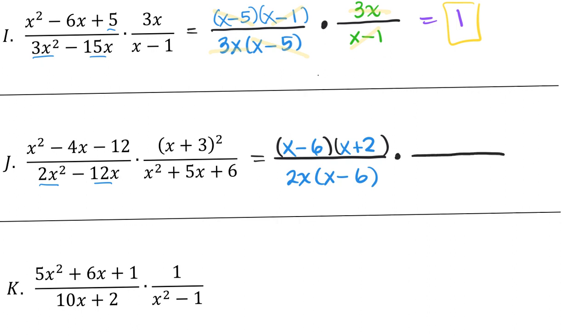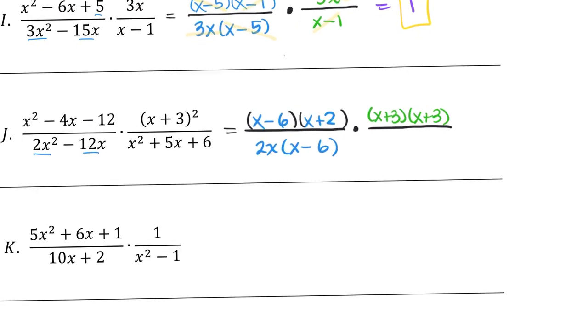Okay, now on the top I have x plus 3 squared, which looks weird. But I'm just going to write it out twice because it's kind of factored for me. So the work's done for me. I'm just going to write it out so I can see what's canceling. Okay, what about the denominator? X squared, 5x plus 6, x times x to get 6. 3 times 2 adds up to 5.